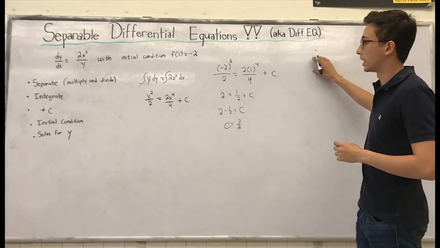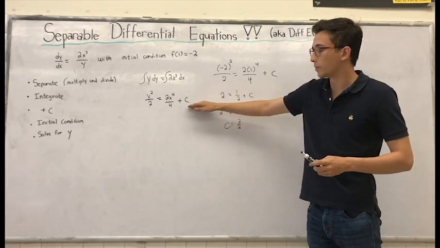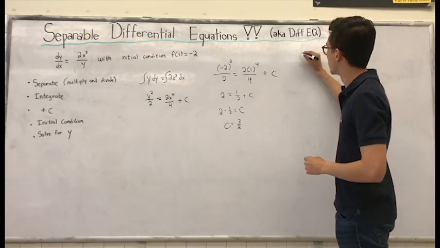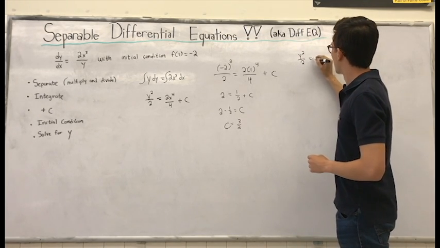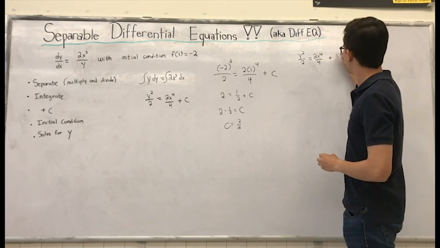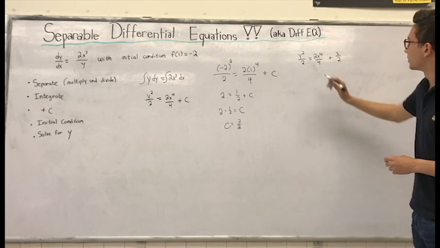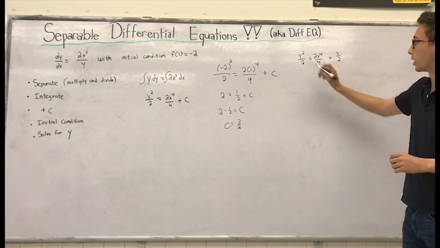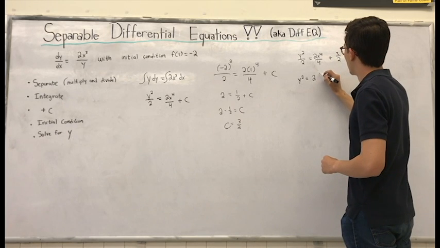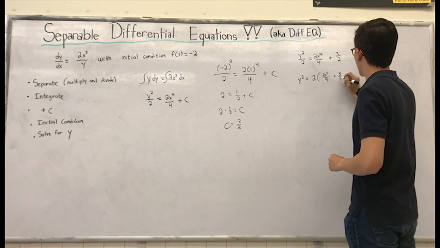And so I'm going to move over here for the last step. We're going to be solving for y. We solved earlier for this equation with some arbitrary constant c, and now we have found c. So we're going to go back to that equation. y squared over 2 is equal to 2x to the 4th over 4 plus 3 over 2. At this point, I'm going to multiply both sides by 2 because we want to get y by itself. And so we have y squared is equal to 2 times the quantity 2x to the 4th over 4 plus 3 over 2.